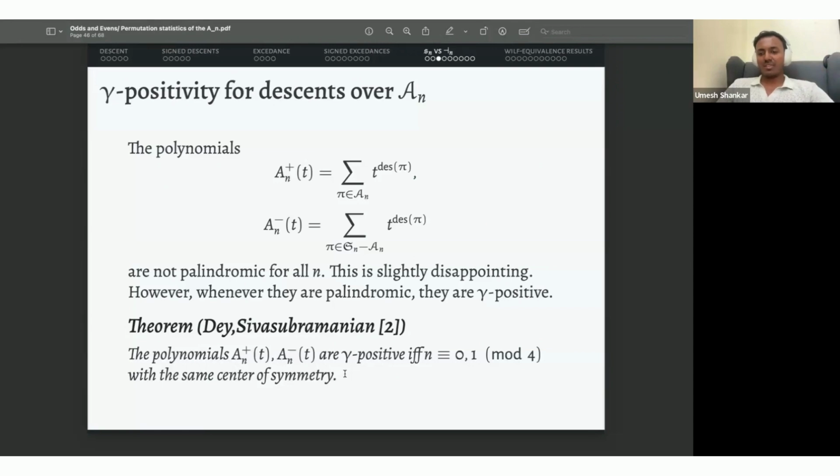Additionally, in this reference 2, they ask: when it is not palindromic, how can we write it as a sum of gamma positive polynomials? How many gamma positive polynomial summands, with different centers of symmetry, do you need to write this? They found out that the answer was at most 3. For n congruent to 2 mod 4, it was 2, and for n congruent to 3 mod 4, it was 3. That is the number of centers of symmetry required.